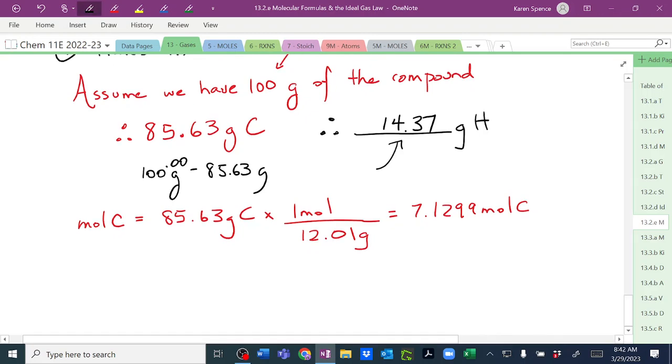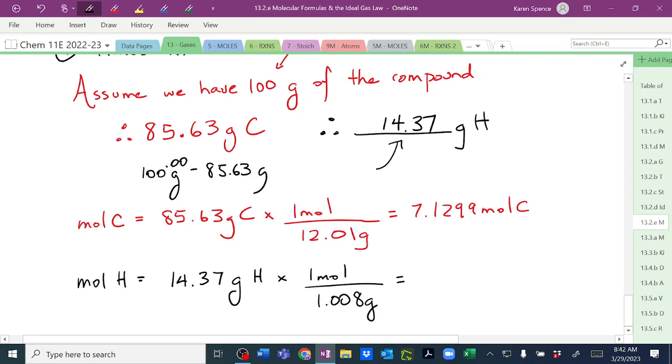Moles of hydrogen. We have 14.37 grams of hydrogen times 1 mole per 1.008 grams. Again, that is our AP value. 14.37 divided by 1.008 equals, and we get 14.256 moles of hydrogen.